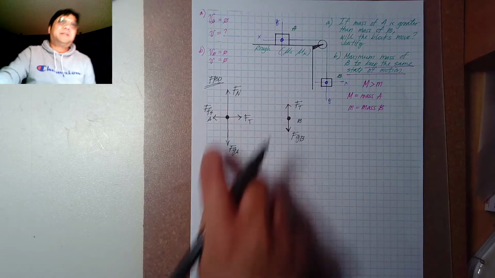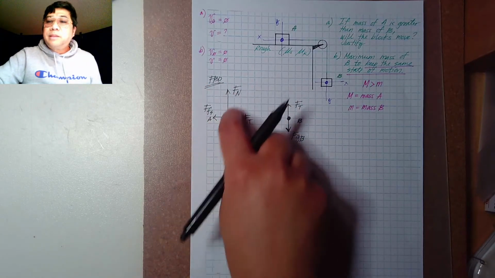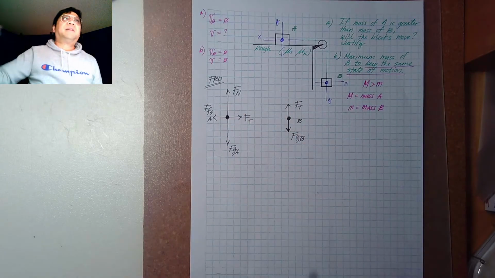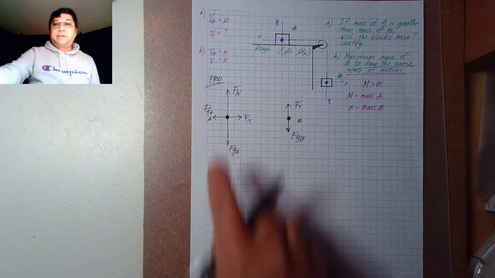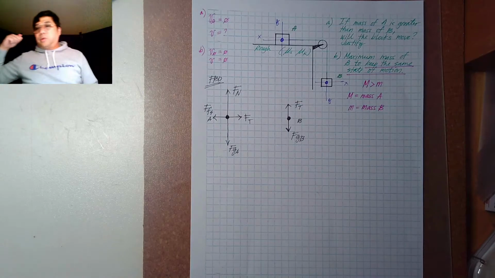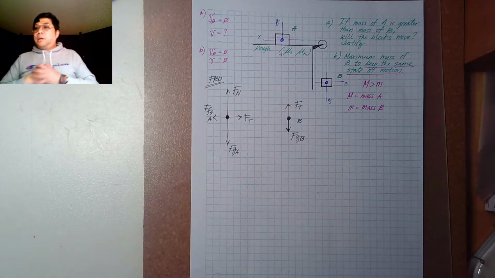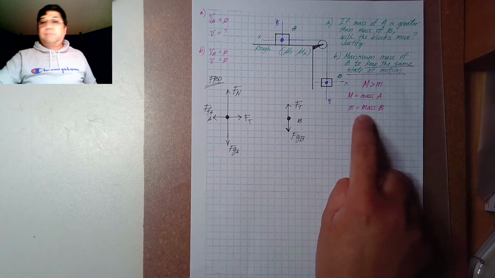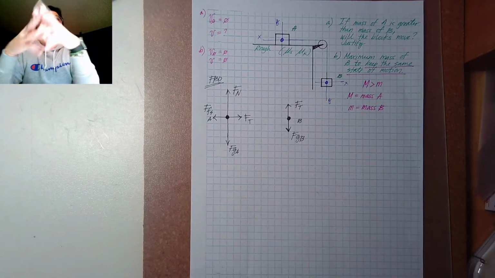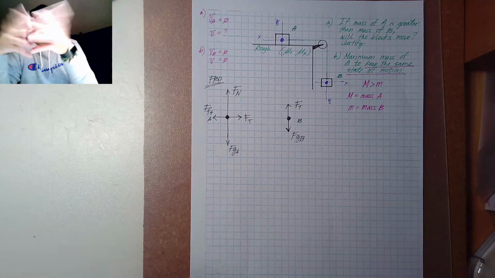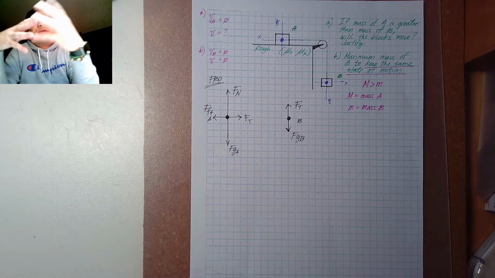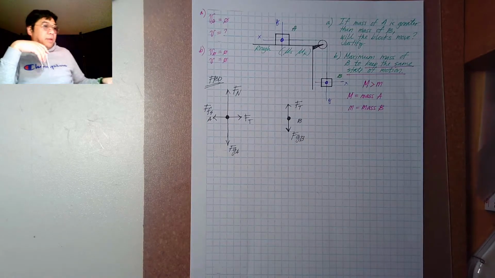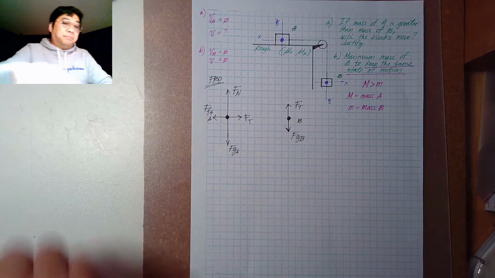So I will place it here. I will make the assumption that I am having static friction based on letter B. Letter B is right here: the maximum mass at B to keep the same state of motion. What I'm trying to do here is to see where I have a much better condition, and that is the condition for question letter B, because most of the information is already provided.